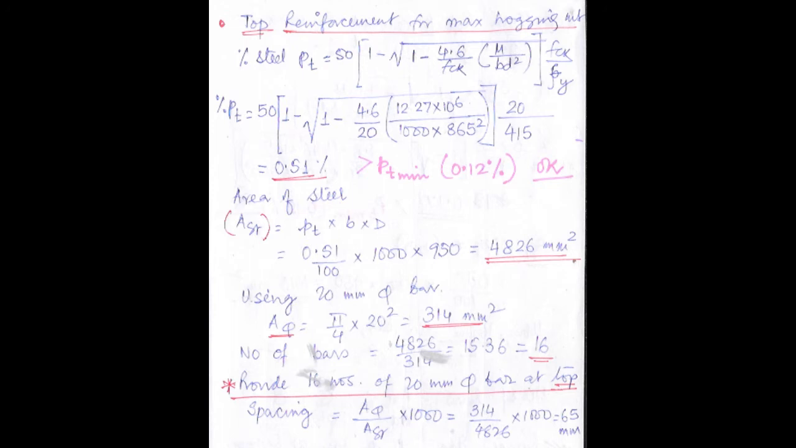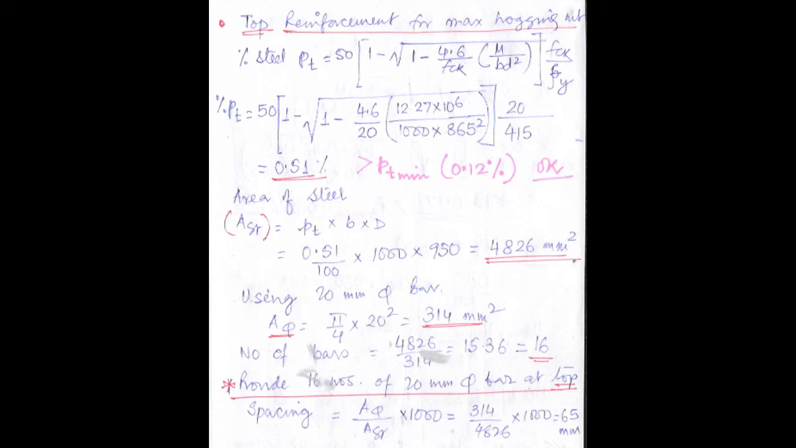So this is greater than the PT minimum, the percentage of steel specified in the IS code, which is 0.12%. That must be there, the minimum percentage of the steel, but here we are getting 0.51. So it is correct. Okay, that we have to write. It satisfies the criteria.